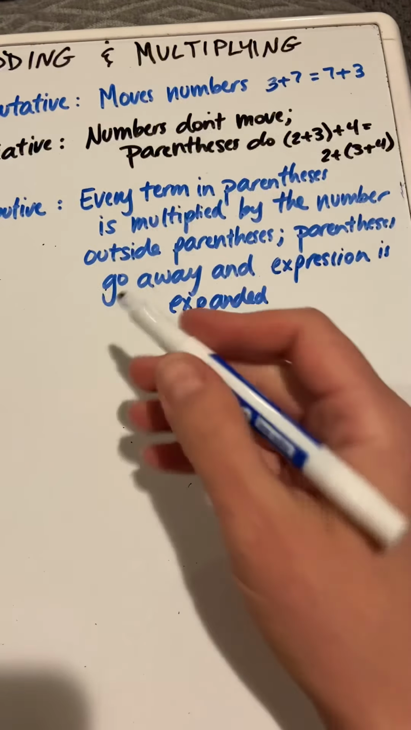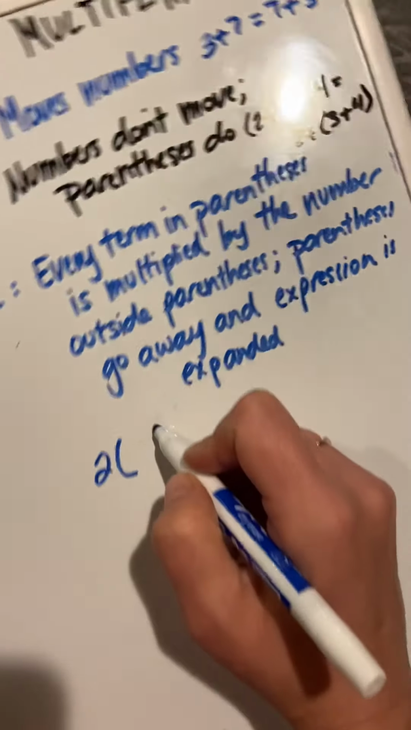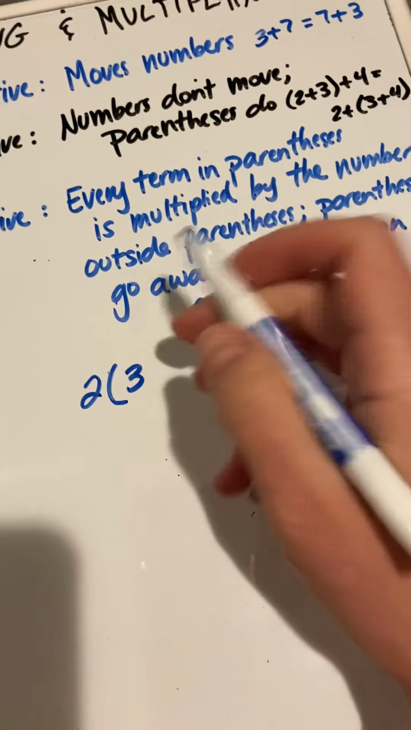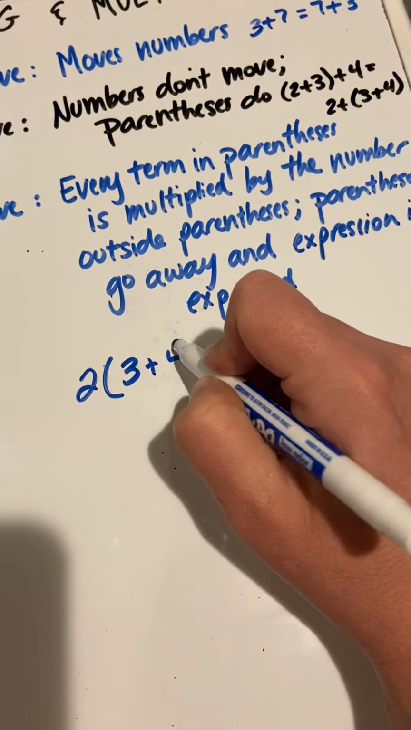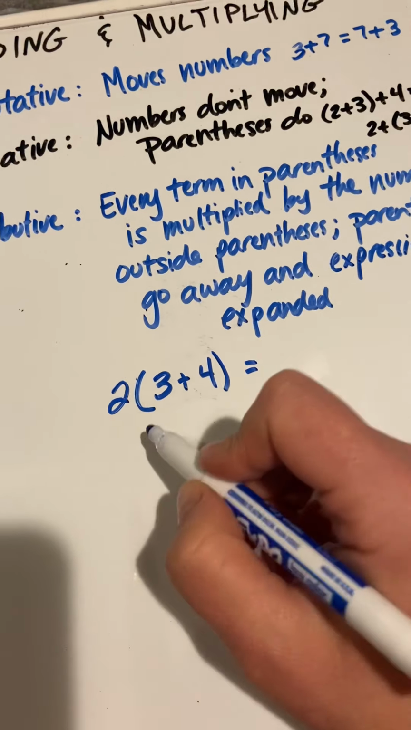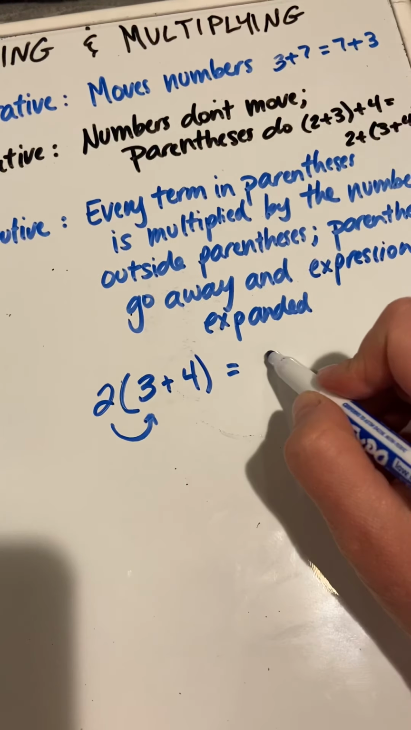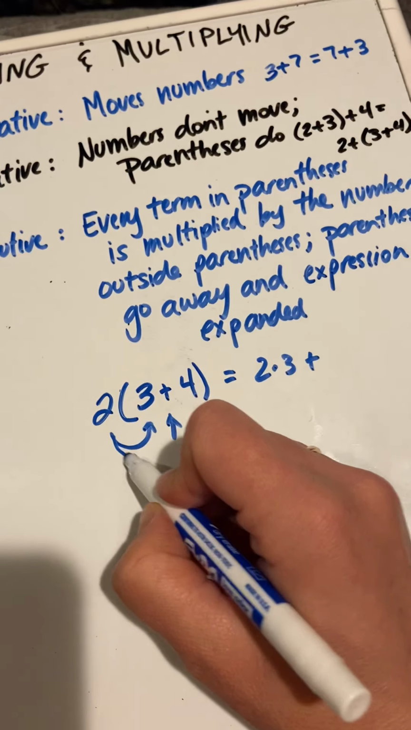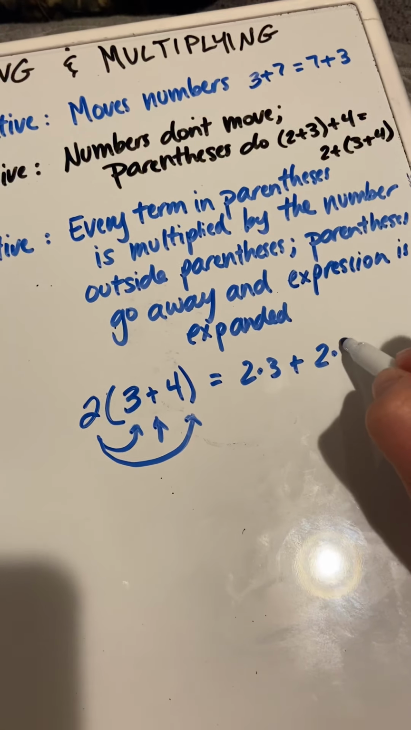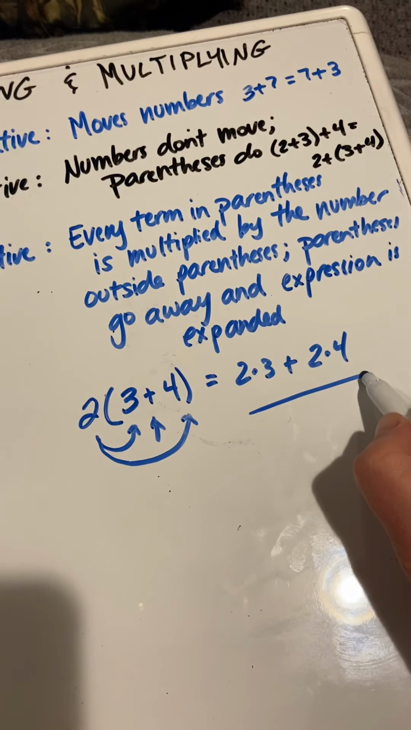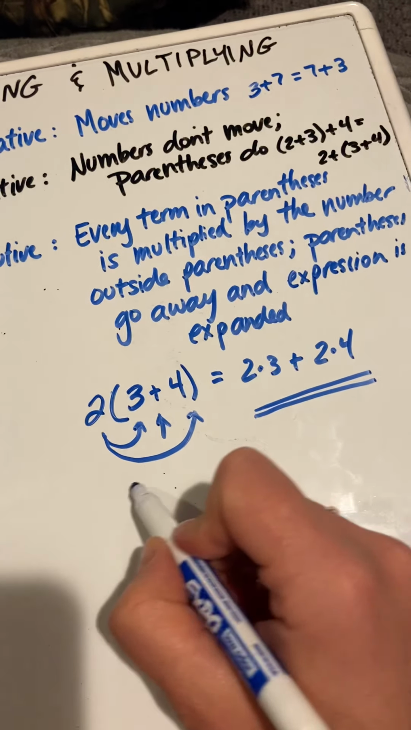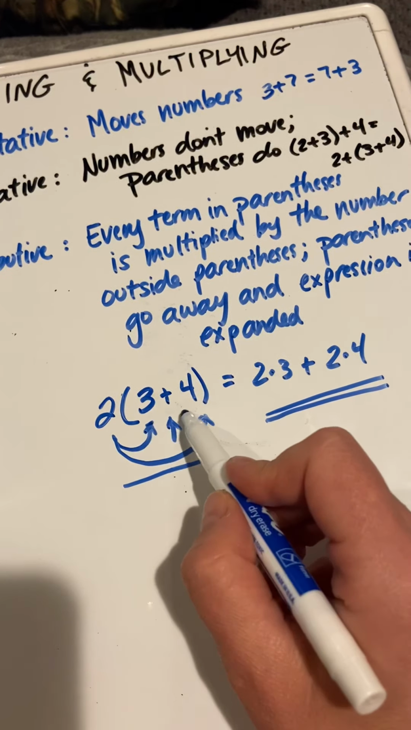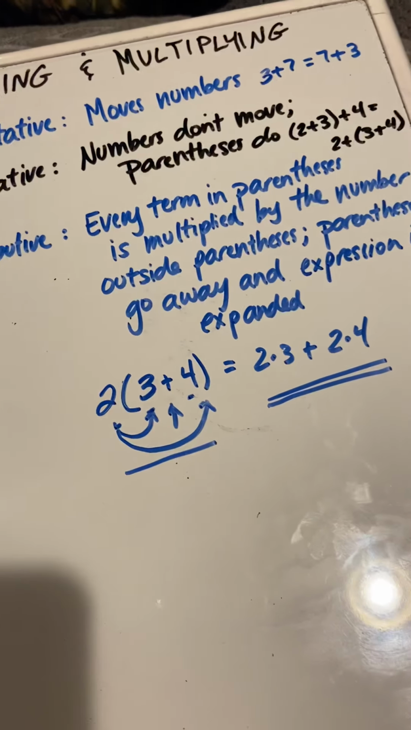You'll notice, let me just do this, 2 times 3, and inside parentheses will either be a plus or a minus sign. But 2 times (3 plus 4) equals, and what you'll do here is you'll do 2 times 3. This sign right here stays the same, so plus, and then 2 times 4. So the parentheses go away, and this expression right here is a little bit longer than this expression was. But this is what the distributive property does, multiplies every term inside the parentheses by the number outside the parentheses.